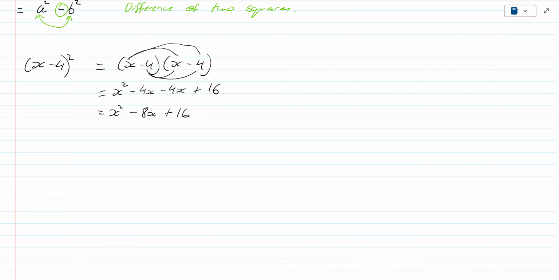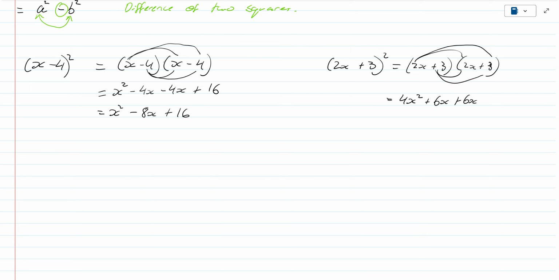Okay. Then in example B, we have 2x plus 3 all squared. So again, that's 2x plus 3 times 2x plus 3. So 2x times 2x give you 4x squared. 2x times 3 gives you 6x. 3 times 2x gives you 6x. 3 times 3 gives you 9. 4x squared plus 12x plus 9.